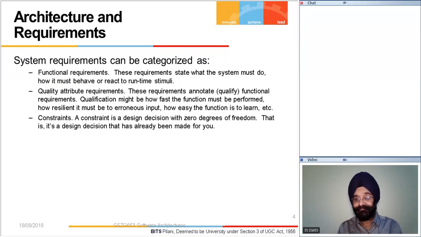Now, let's start from the very beginning, a very good place to start. When you set up a software system, you will have requirements. Requirements will come from stakeholders. These requirements can broadly be categorized into 3 categories: functional, quality, and constraints.